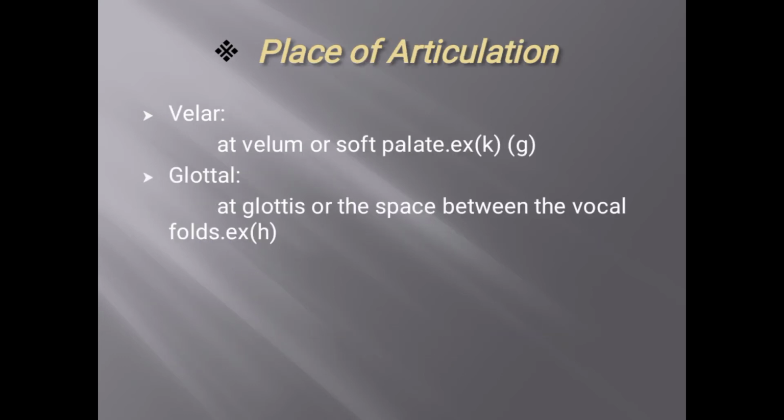Place of articulation in velar: at the velum or soft palate. For example, k, g. Glottal: at the glottis, or the space between the vocal folds. For example, h.